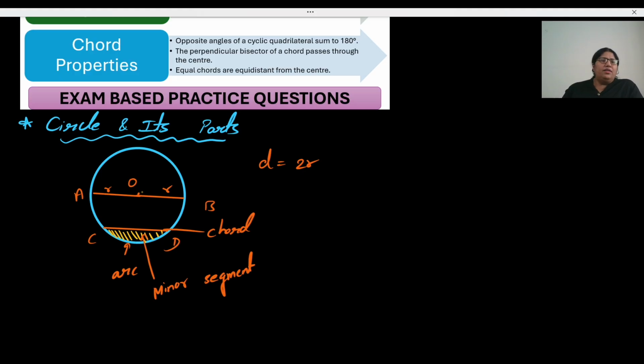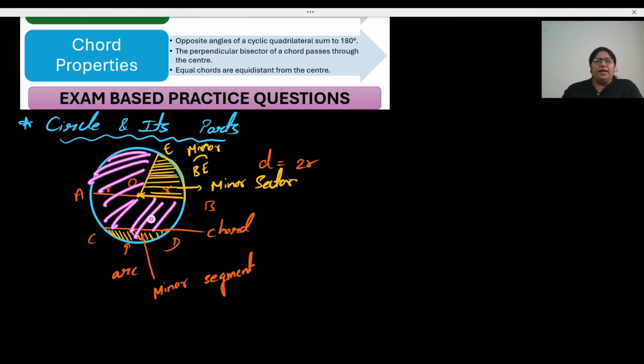Other than that, you must have heard about the sector. A sector is nothing but this: if you take two radii, OB is one radius. If I take one more point here, say E, you can see that OE and OB are the two radii, and this is one arc, which is arc BE. BE is a minor arc. The area enclosed between two radii and one arc becomes your minor sector. Whatever is the remaining part, more than a semicircle, is going to become your major sector.